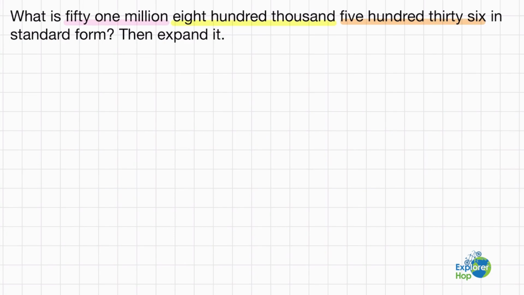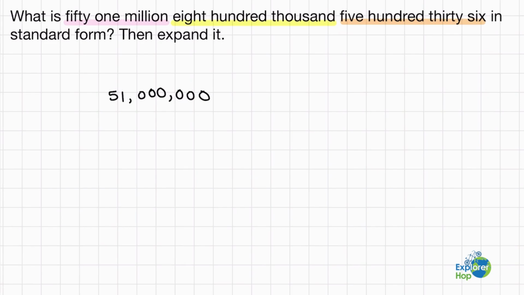So let's take a look at the first group, 51 million. Well, we know after a million, there are usually 1, 2, 3, 4, 5, 6 zeros. Therefore, we'll write 51 and then add 6 zeros to the end. 1, 2, 3, 4, 5, 6.